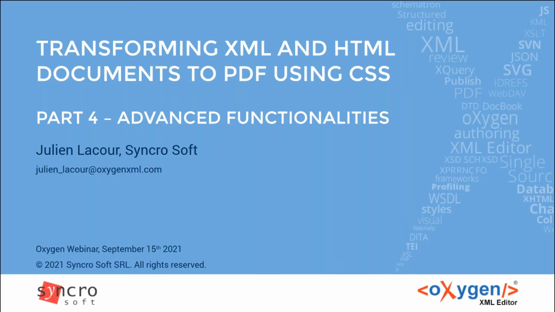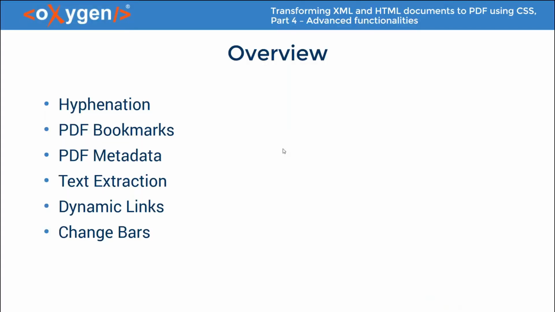And let's go for this final webinar about XML and HTML transformation to PDF using CSS. So for today's webinar, let's take a look first at our agenda. Today we will learn more about hyphenation, PDF bookmarks and metadata, how to extract text using CSS functions, how to create dynamic links, and how to add change bars to our content.